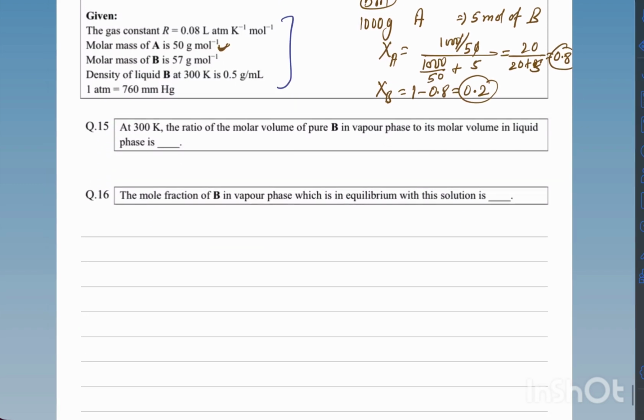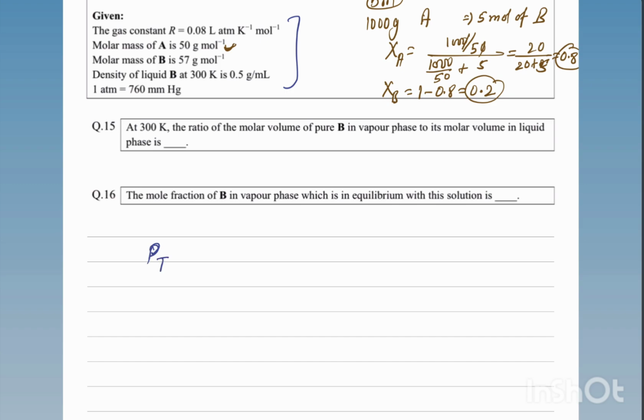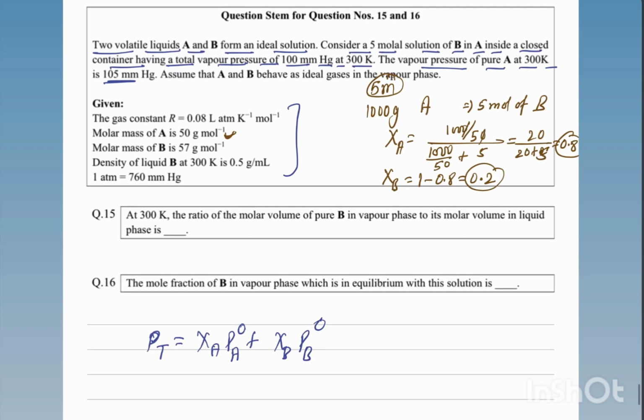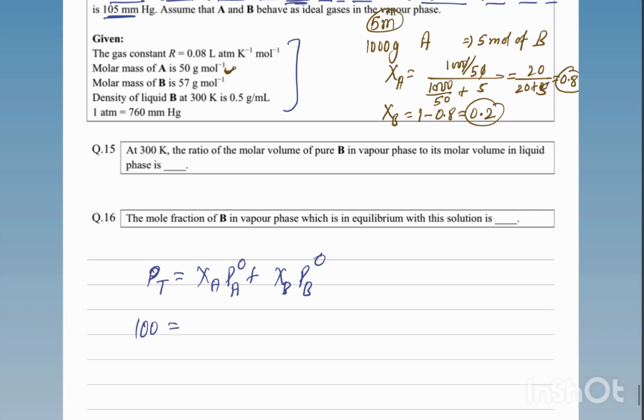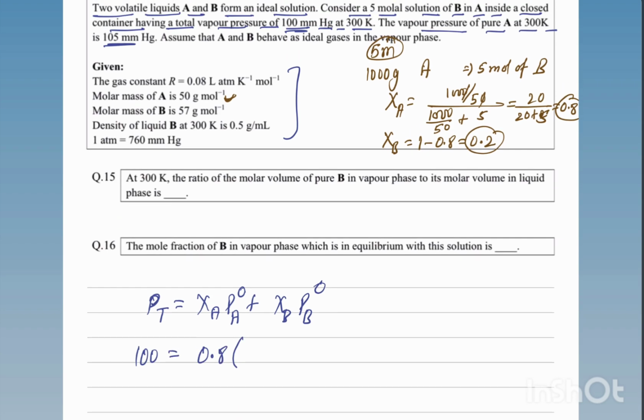From this chi A and chi B, we know Raoult's law and Dalton's law of partial pressure: PT equals chi A into PA naught plus chi B into PB naught. Now we know PT, as it is given. Total pressure is 100 mm Hg. We can put there 100, and chi A is 0.8, and PA naught is given as 105, and chi B is 0.2, and we don't know PB naught. We have to calculate this PB naught.